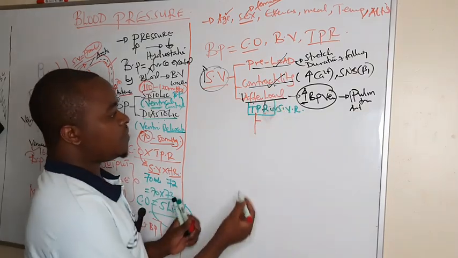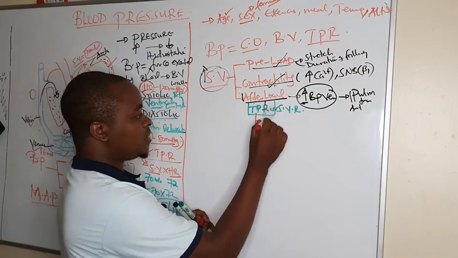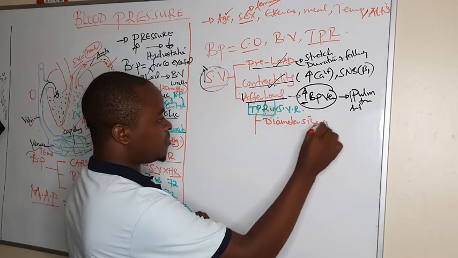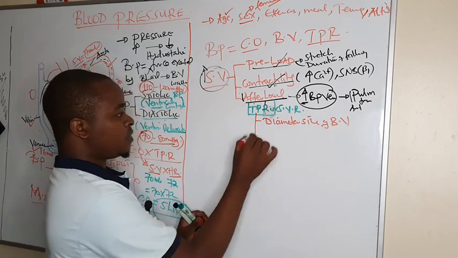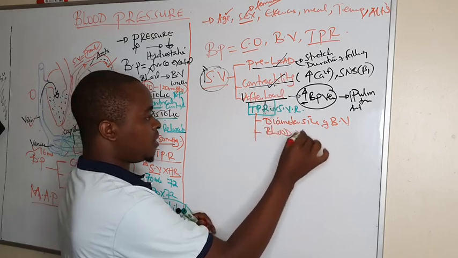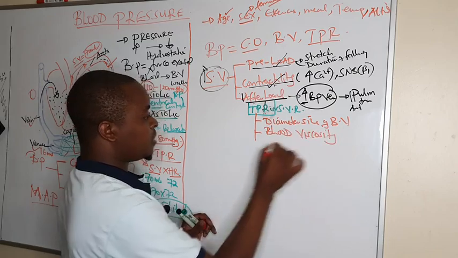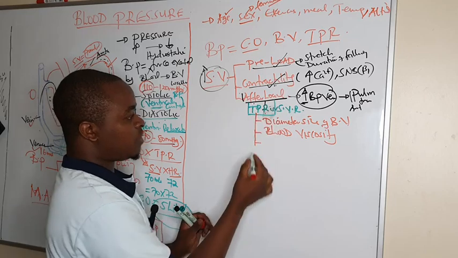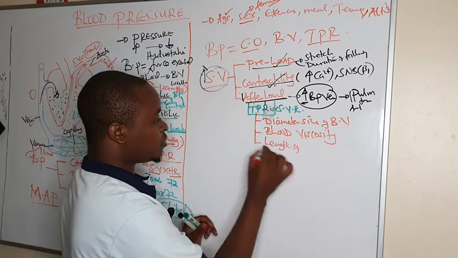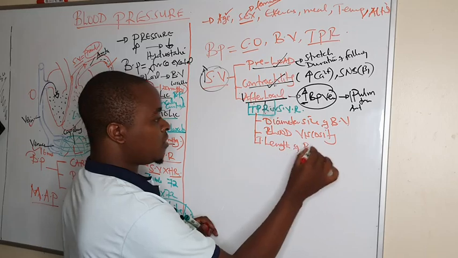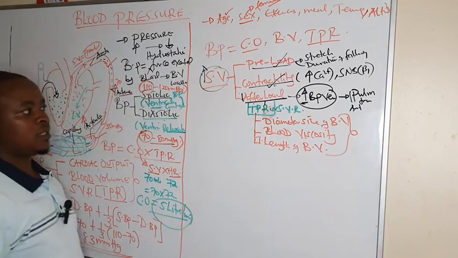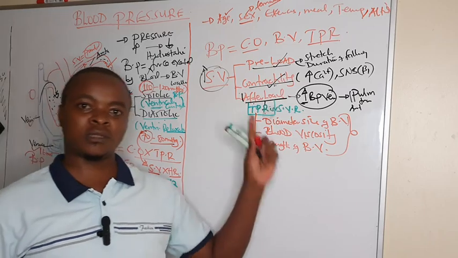And what determines the total peripheral resistance is the diameter size of the blood vessel. It can also be affected by the blood viscosity. Then lastly, what affects the total peripheral resistance is the total length of the blood vessel. So these are the three factors which determine total peripheral resistance as blood is flowing.